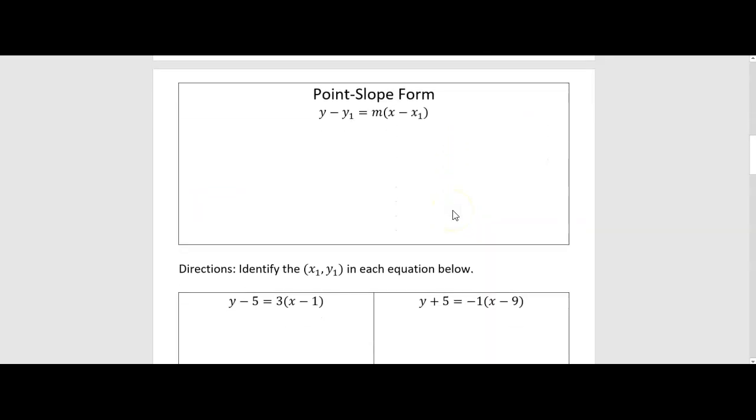All right, point slope form. Maybe you've seen this before. y minus y1 is equal to m times the quantity x minus x1. So we should at least recognize our m. Our m stands for slope. But what about this x1 and y1? Well, that x1 and y1 is one of the points on the line.